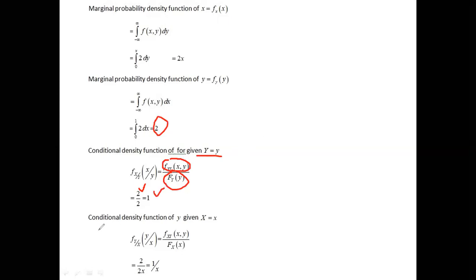Similarly, we calculate the conditional density function for y given x, which is f of y given x, equal to f(x, y) divided by f_X(x). Again, the joint probability density function is provided as 2 in the question, and f_X(x) is the marginal probability density function of x, which is 2x. So the 2 gets cancelled and we are left with 1 by x. So the conditional probability density function of y given x is 1 by x.